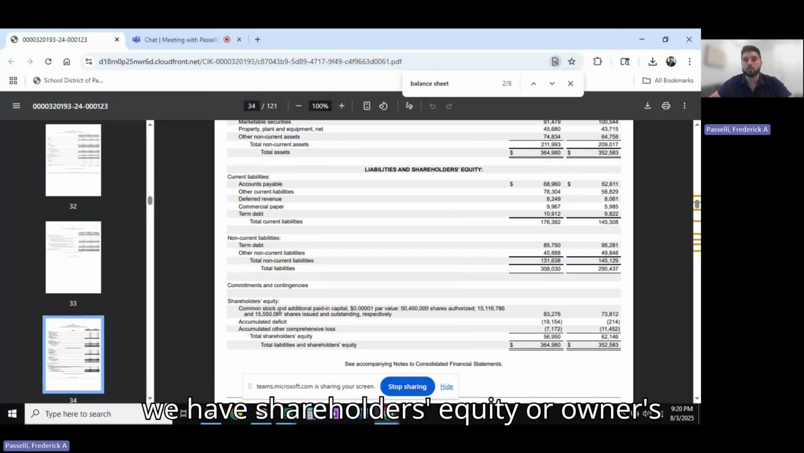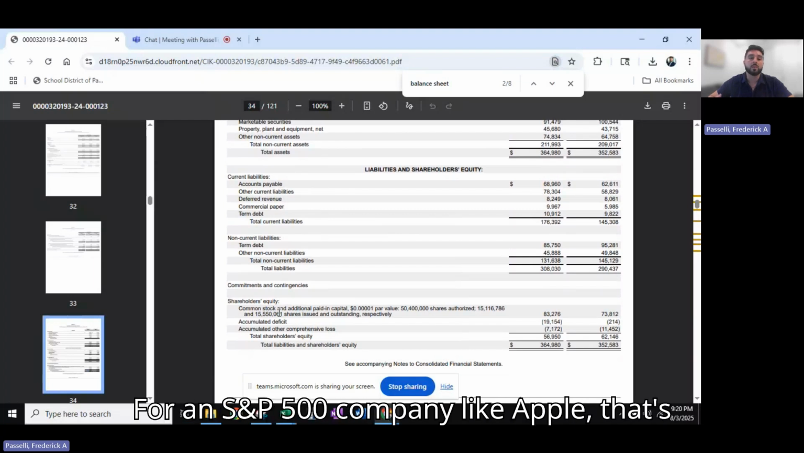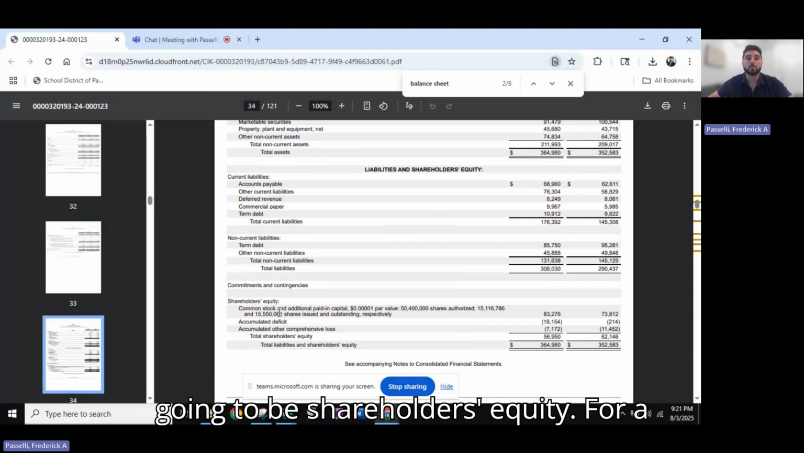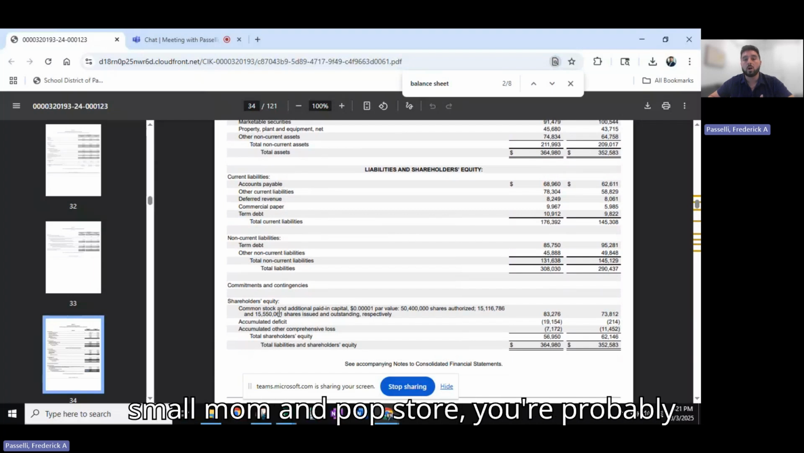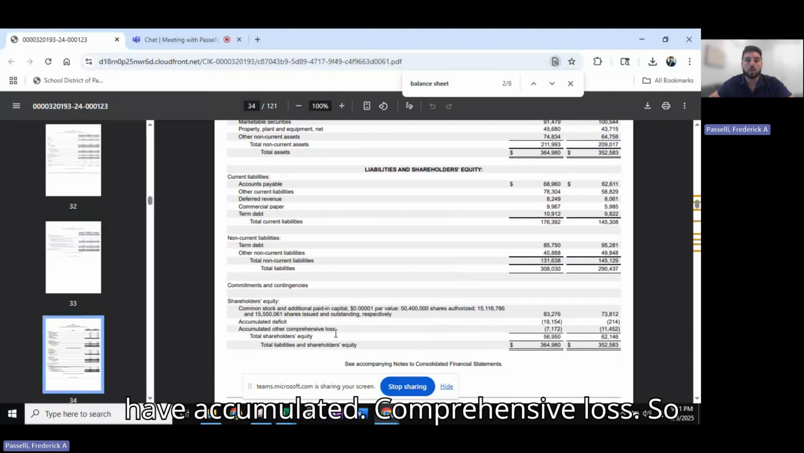And then we have shareholders' equity or owner's equity. Depends on the type of company. For an S&P 500 company like Apple, that's going to be shareholders' equity. For a small mom and pop store, you're probably going to use the account owner's equity. In this case, we'll go a little bit into this, but it's basically going to show common stock, APIC, additional paid-in capital. That's essentially what they recorded the owner's equity at when the stock was initially issued. Then we have accumulated comprehensive loss.